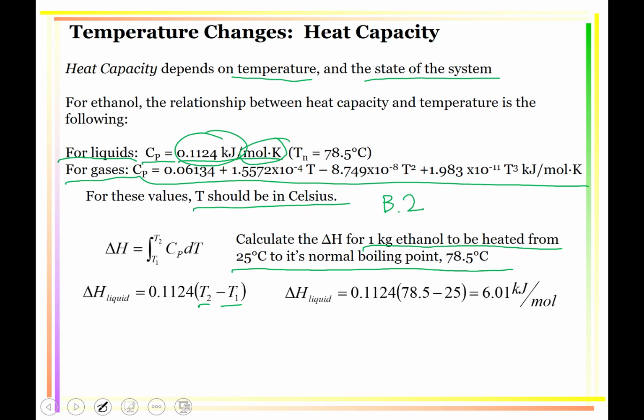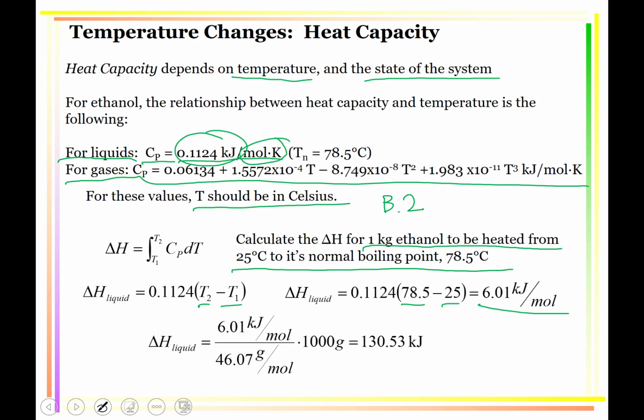So then we can calculate the delta H of our liquid between our two temperatures is going to be 6.01 kilojoules per mole. Okay, so we haven't multiplied yet by the kilograms of ethanol. All right, so here we can include our kilograms of ethanol in this calculation. We have kilojoules per mole, and if we get rid of the grams and the moles, then we have a final value, delta H of our liquid, of 130.53 kilojoules.